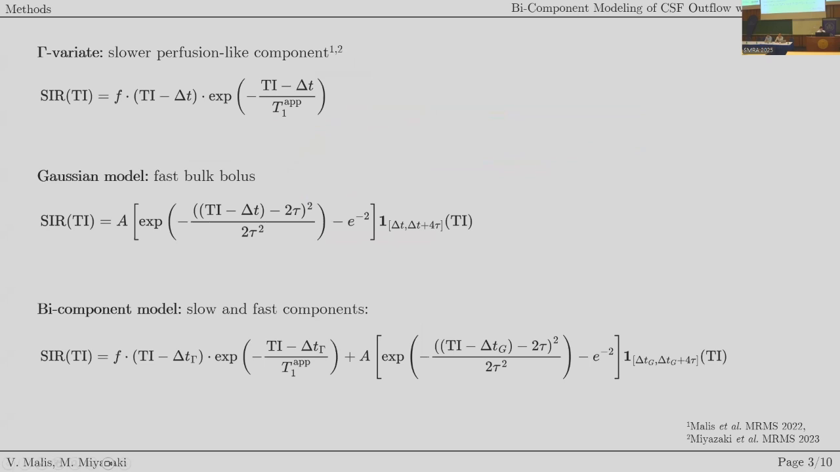This term is constrained by an indicator function so that it does not allow values above 0 for the time when the bolus has not yet arrived at the region of interest, and it is also set to 0 after. There are two parameters, delta t, which is the bolus delay, and tau, which is the spread of the Gaussian. So the total model is given by the equation at the bottom.